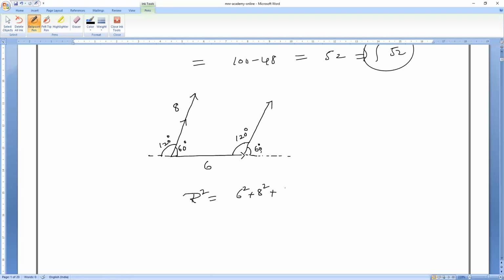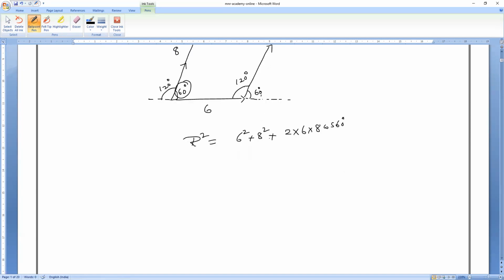So 6 square plus 8 square plus 2 into 6 into 8 into, so now cos 120 or cos 60? Everybody, we have to take what? Cos 60. Tail to tail we have to take. If I forgot the question, it is your responsibility to ask, Mr. Rudreshwar. So 6 square is 36 plus 8 square is 64, that is 100, plus 2 into 6 into 8 into cos 60, how much value? 1 by 2. So 2 will get cancelled. 100 plus 6 into 8 is how much? 48. So how much is the answer?